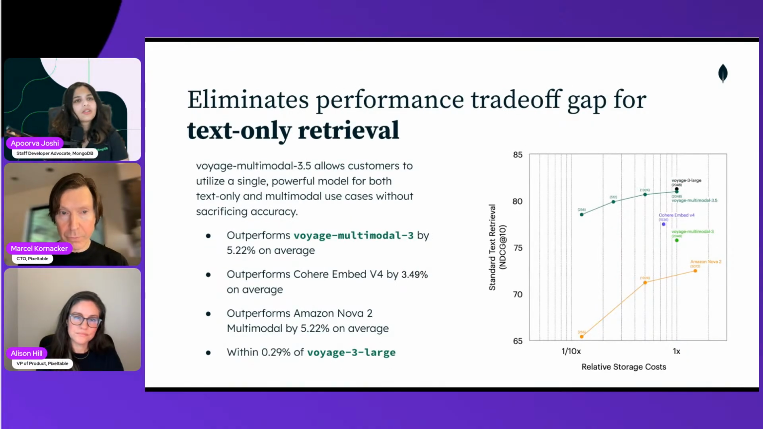Finally, because of that unified encoding architecture, you can use the same model for text-only as well as multimodal use cases without sacrificing accuracy. This is not typical with multimodal embedding models. Typically, you'll find that text-only embedding models are better than multimodal embedding models for purely text data. But that's not the case with this model because we have that unified architecture.